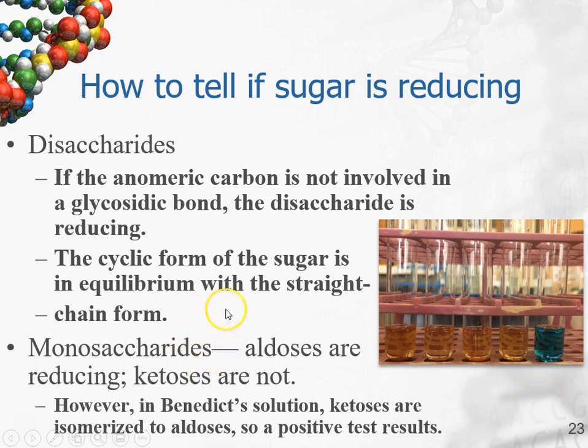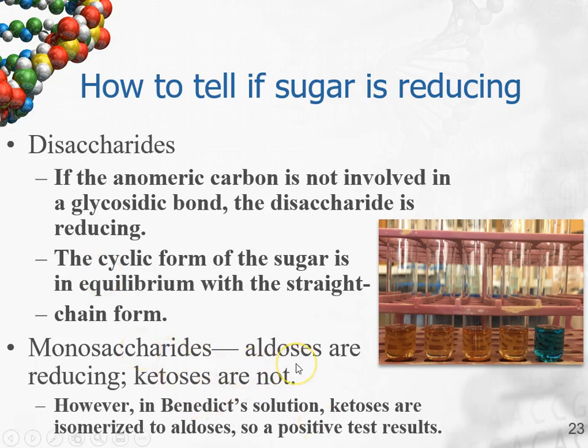So for disaccharides, look at the structure. If you have one anomeric carbon that's not involved in a glycosidic bond, the ring can open up at that point and the disaccharide is reducing. That's because the cyclic form of the sugar is in equilibrium with the straight chain form, as described by mutarotation.